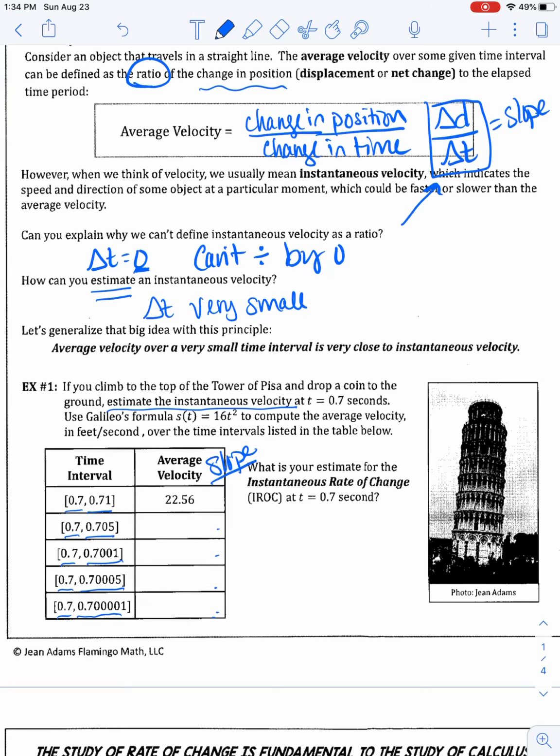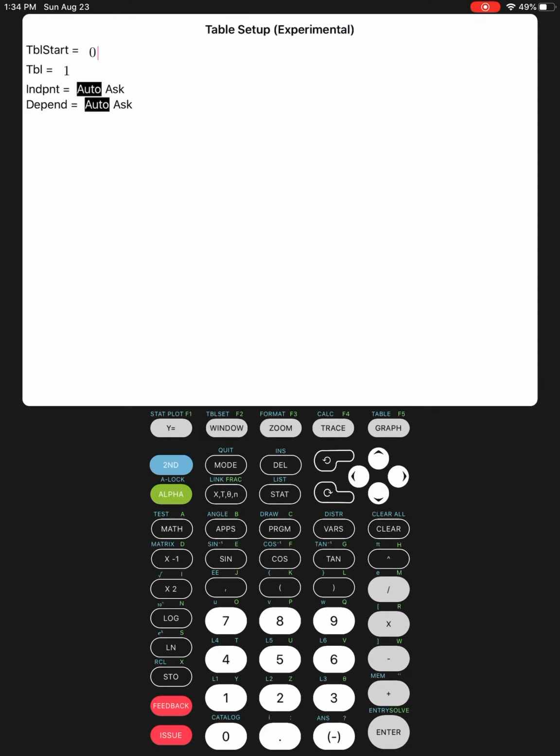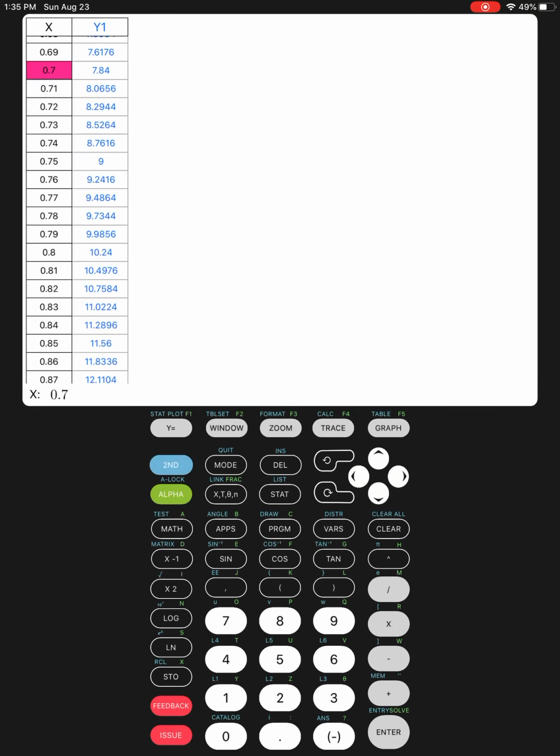So I'm going to take my calculator and go to my y equals and type in 16x squared. And I'm going to go to my table, but I need to set up my table setup first. So I'm going to start at 0.7 and I want to go up by 100th. So now I'm going to my table.